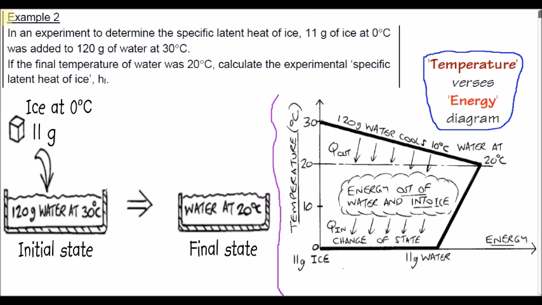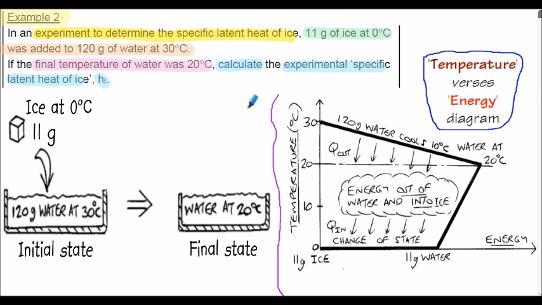Here's example 2. In an experiment to determine the specific latent heat of ice, 11 grams of ice at 0 degrees C was added to 120 grams of water at 30 degrees C. The final temperature of the water was 20 degrees C. We've got to calculate the experimental specific latent heat of ice. This would be the specific latent heat of fusion, Hf.